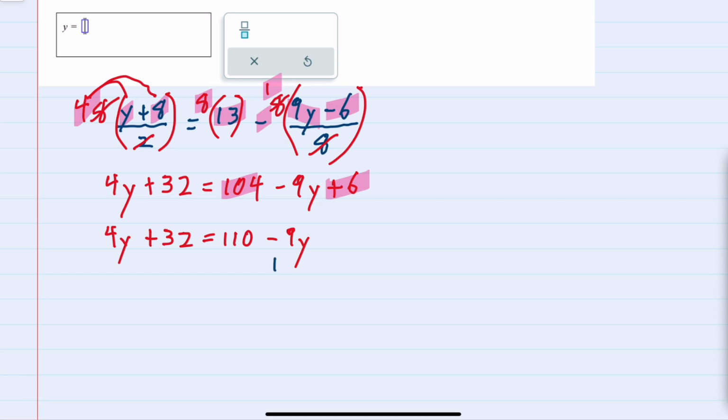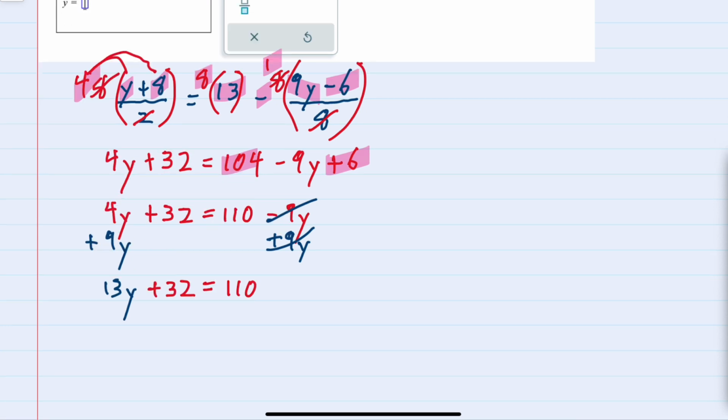I'll do that by adding 9y to the left and the right-hand sides of the equation, canceling on the left. I'm left with just the 110, and now on the right, 4y plus 9y, a 13y, and bringing down the plus 32. To continue solving for the y term, I would need to undo the plus 32 by subtracting 32 from each side of the equation.